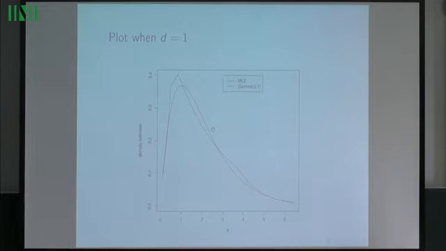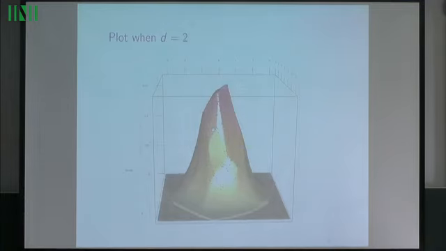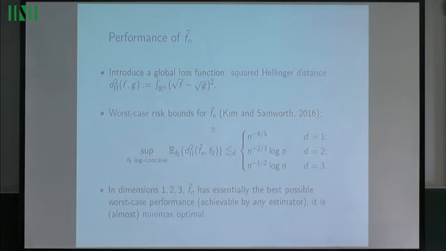Firstly, when the truth is the univariate Gamma(2,1) density, and secondly, when we sample points from a standard bivariate normal. Okay, so a natural question to ask at this point is, how good is fn hat as an estimator of the unknown truth f0? And to formulate this more concretely, we'll introduce a global loss function, namely squared Hellinger distance, which is defined as the squared L2 distance between root f and root g.